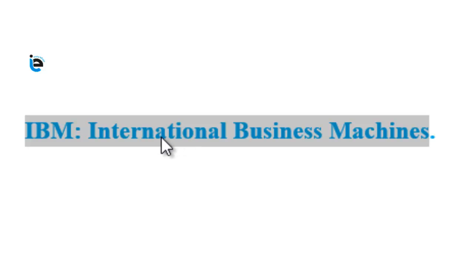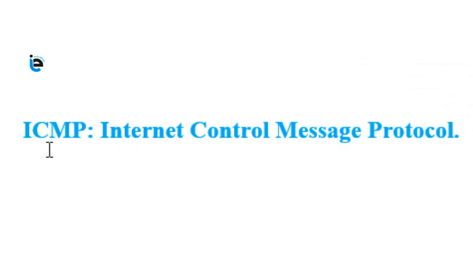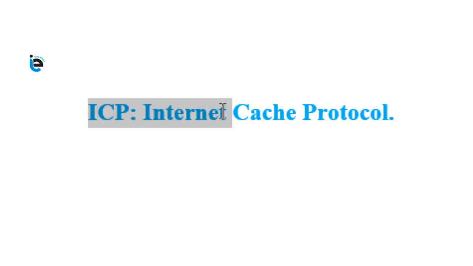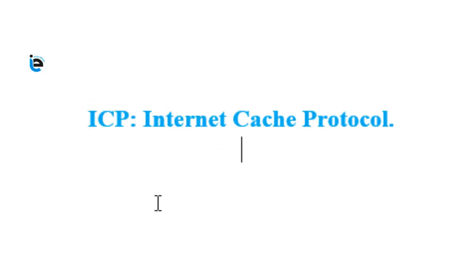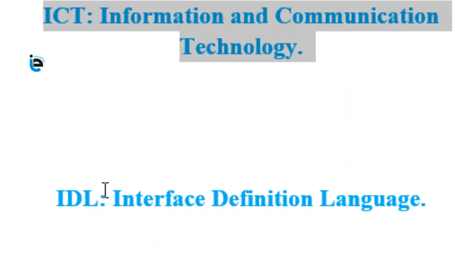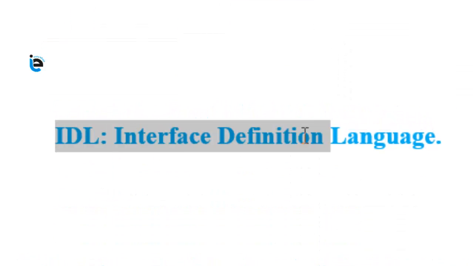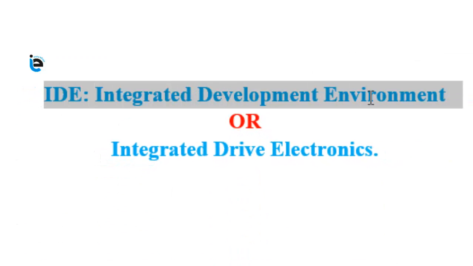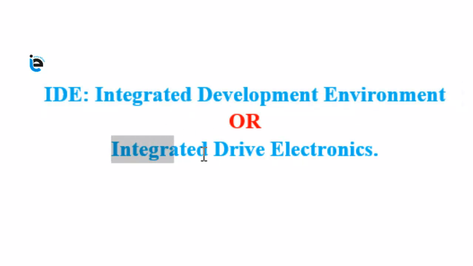IBM stands for International Business Machines. IC stands for Integrated Circuit. And ICMP stands for Internet Control Message Protocol. ICP stands for Internet Cache Protocol. ICT stands for Information and Communication Technology. IDL stands for Interface Definition Language. IDE stands for Integrated Development Environment or Integrated Drive Electronics. So both can be.